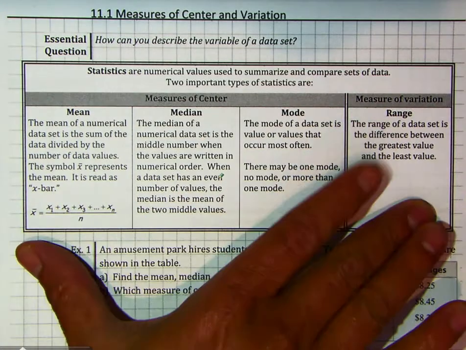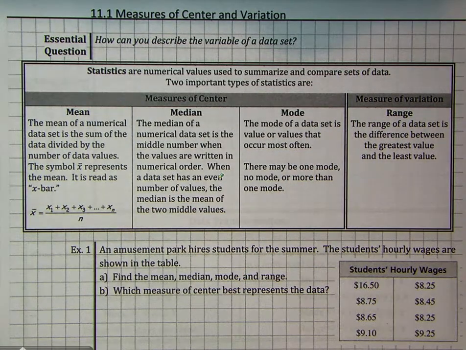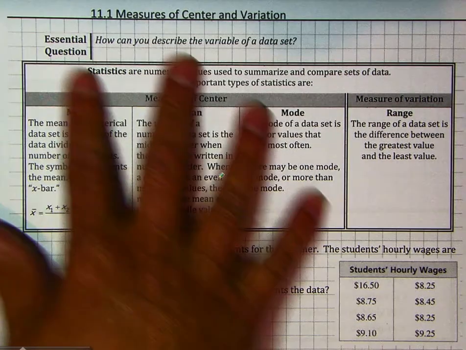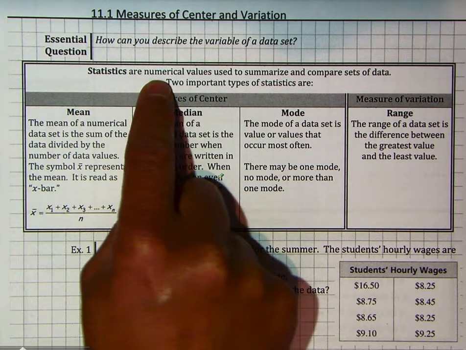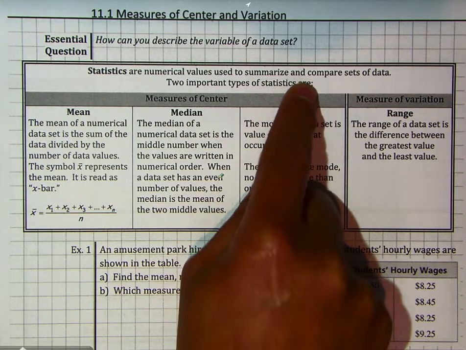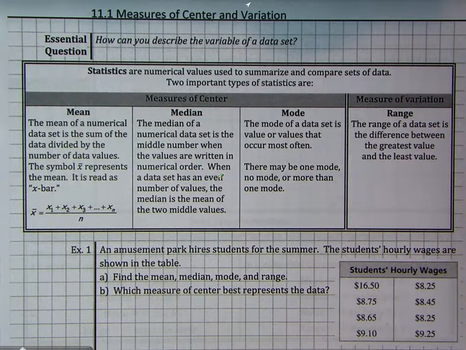And go and paste your cutout, or copy it down, and then we can start once you're ready. Go and pause it. Excellent. So statistics are numerical values used to summarize and to compare sets of data.